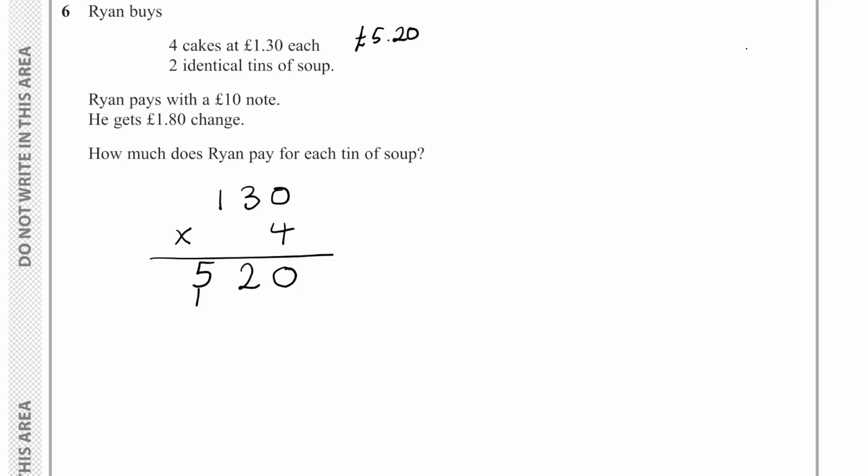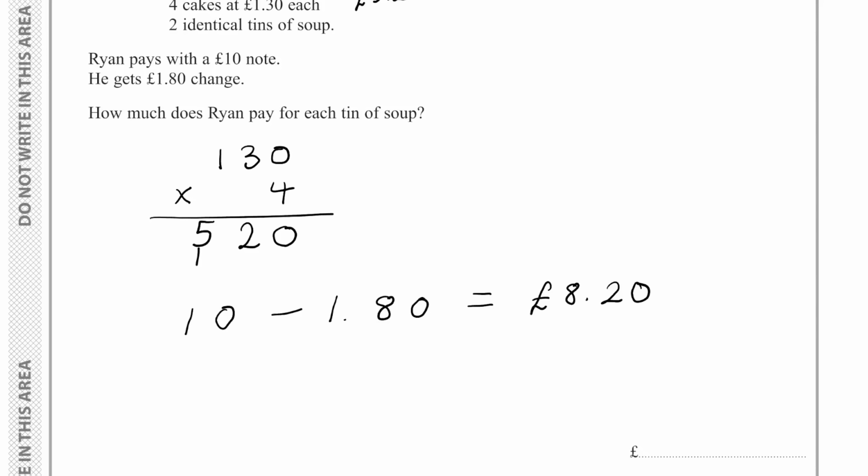He paid with a £10 note and gets £1.80 in change. So £10, take away £1.80. So take away £1 gets us to £9. Take away 80p, that's £8.20. So in total, it costs £8.20. We've got £5.20 for the cakes, so the soup is £8.20 take away £5.20. So he's paid £3 for the soup.